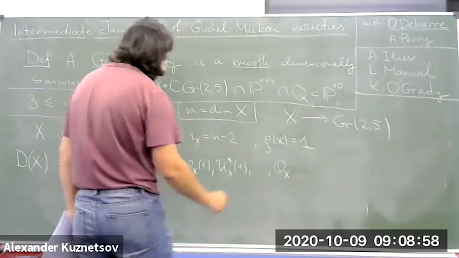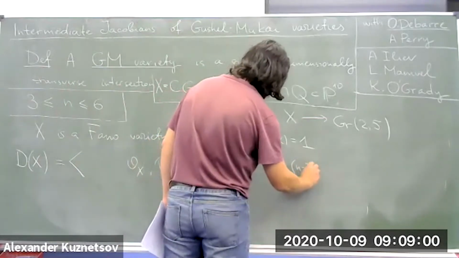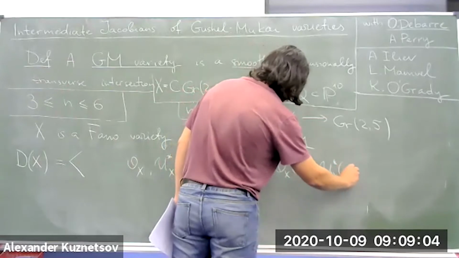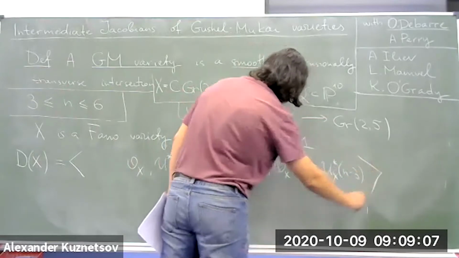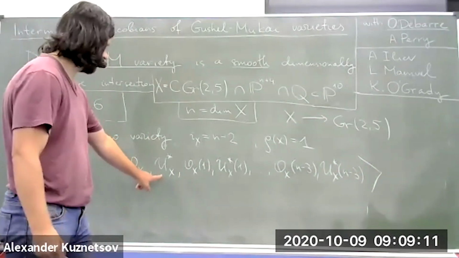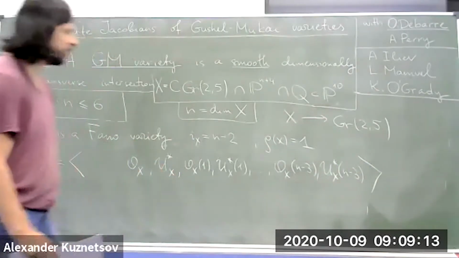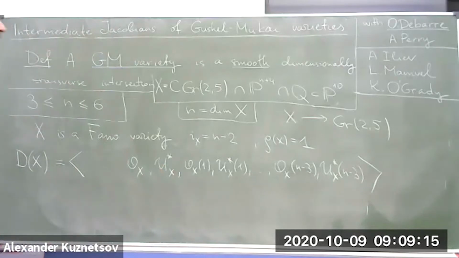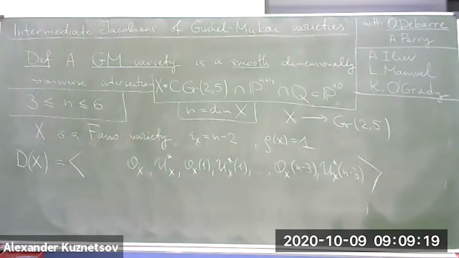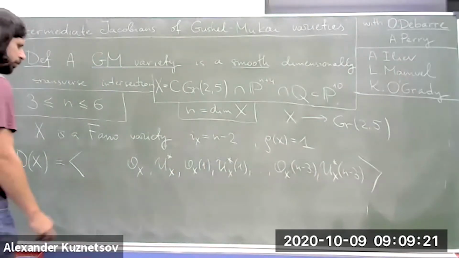And so on up to n minus 3. So if the dimension is 3, we just have a pair of vector bundles. If the dimension is 4, we have 4 vector bundles and so on. And this is an exceptional collection. This is quite easy to check.